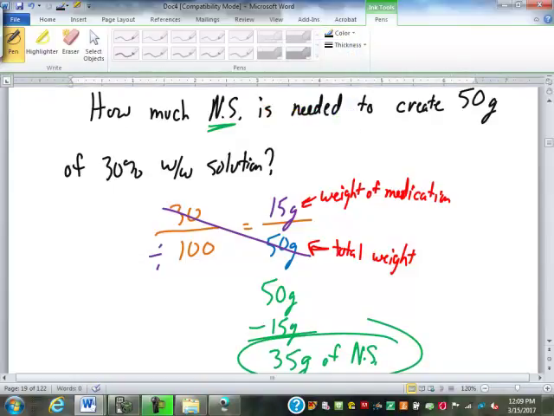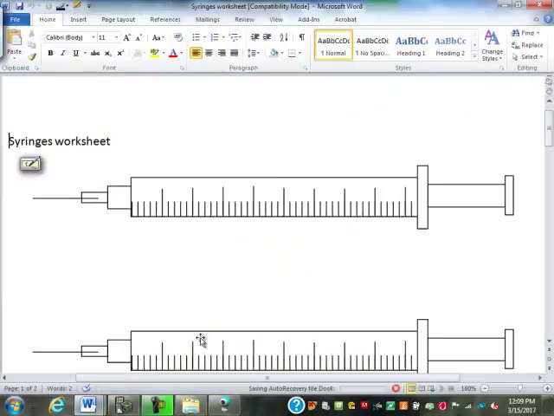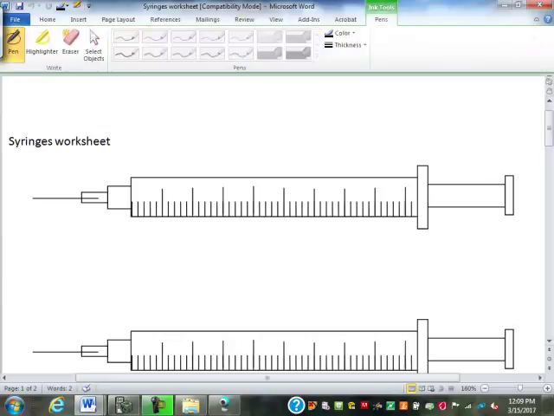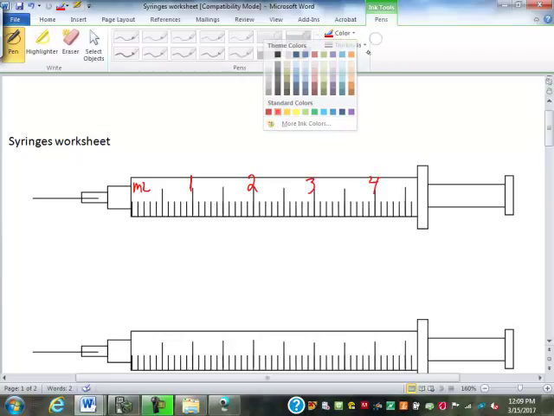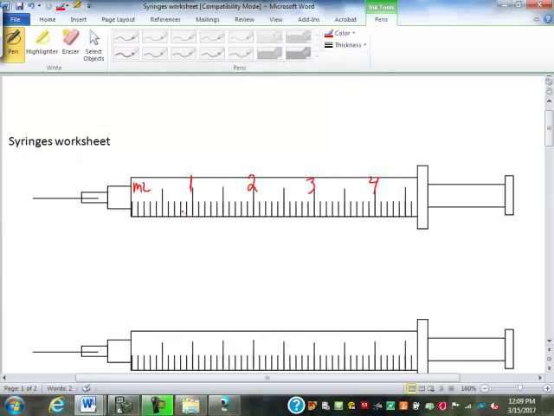Okay, so the last thing I want to talk about today is syringes. And this is basically an exercise in reading scales and dealing with scales. When we look at these syringes, the first thing we need to be able to do is to figure out what each division on that syringe stands for. So if this is marked milliliters, and this is 1, 2, 3, 4, like that, we need to figure out what each marking on here means.